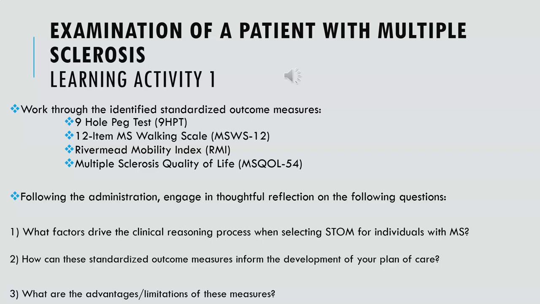So the process that you go through in determining the selection of standardized outcome measures isn't any different than what you would do for any other patient population. You've completed your examination, and now you're looking to fill in perhaps gaps that you might have or gain a better understanding of certain areas based on your subjective and objective examination.